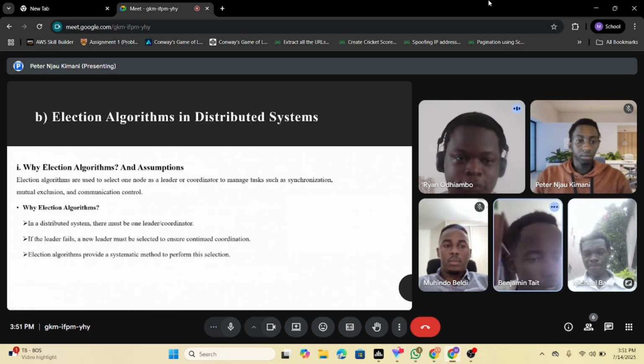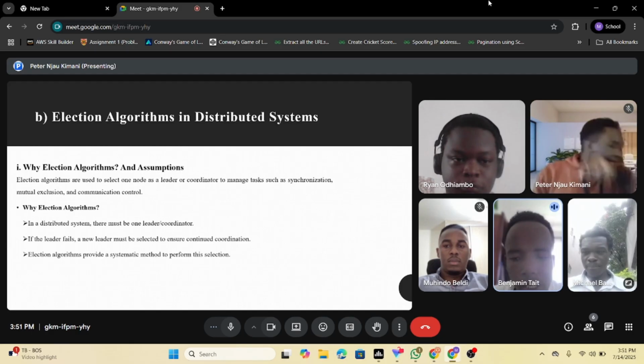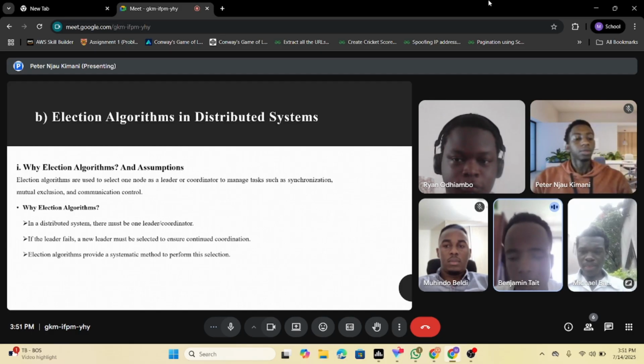Yes, so we can proceed. So why election algorithms and assumptions? So this part I will let Michael continue and take us through. So thank you very much.